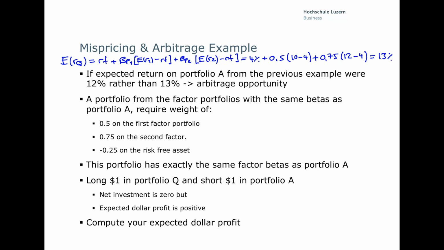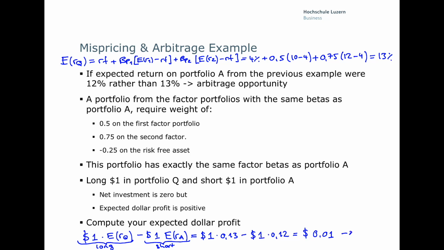The weight of minus 0.25 on risk-free T-bills does not affect the sensitivity to either factor. If you invest $1 in portfolio Q and sell $1 in portfolio A, your net investment is 0, but your expected dollar profit is positive. Computing your expected dollar profit results in $1 times the 13% minus $1 times the 12%, equal to 1 cent per dollar.